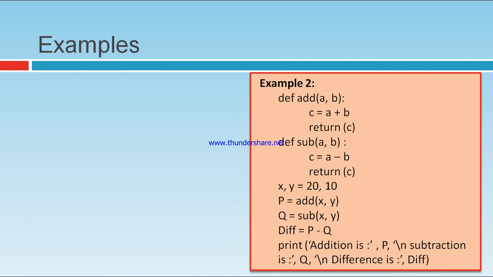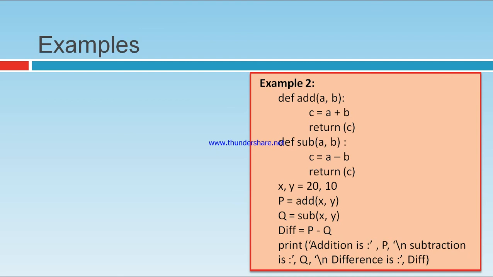See the example number 2. def add(a, b): c equal to a plus b, return c, it is a function add. The second function sub, again two statements are there inside it, but here print command is not there. Here we use return statement. Return c means the result of c of the add function, it is coming back to the main program.